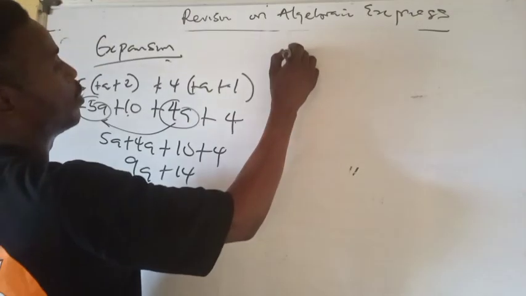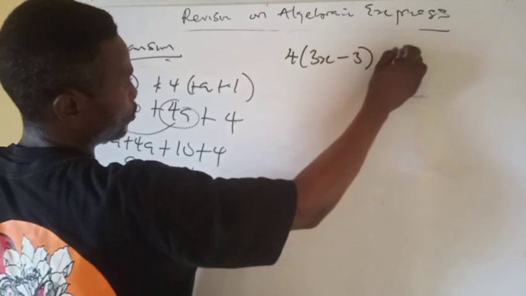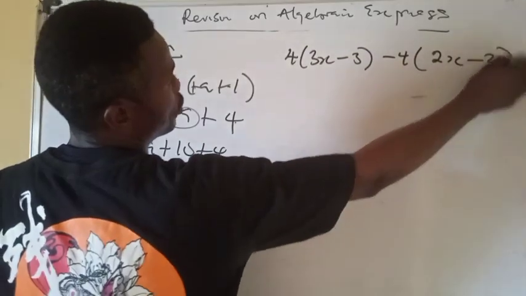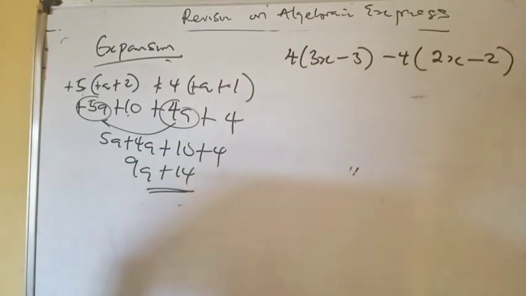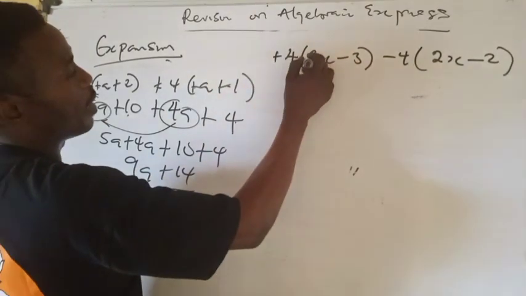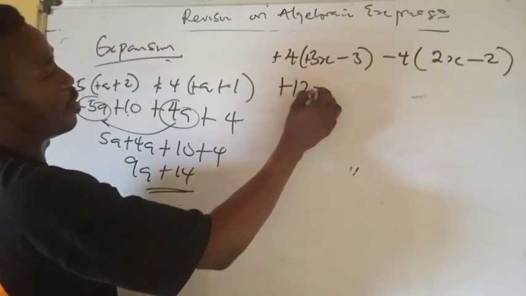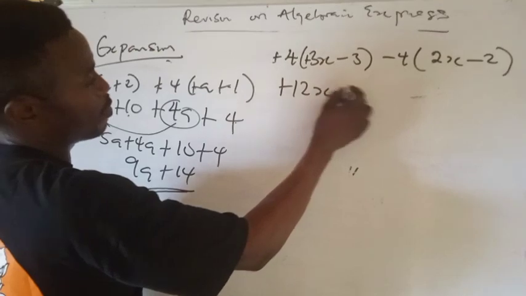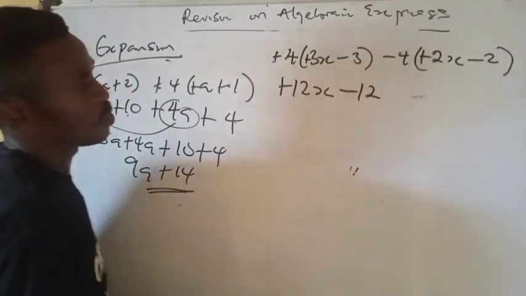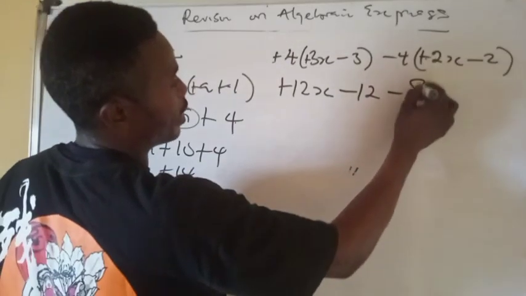What if you have 4 into bracket 3x minus 3, plus 4 into bracket 2x minus 2? Watch this now. To open this, I'll need to direct the number. Plus and plus will give me plus. 4 times 3, what do you have? 12x. Plus minus will give me what? Minus. 4 times 3, you have 12. Direct this one: plus minus will give me what? Minus. 4 times 2, 8x.